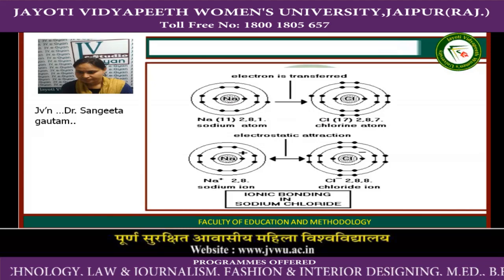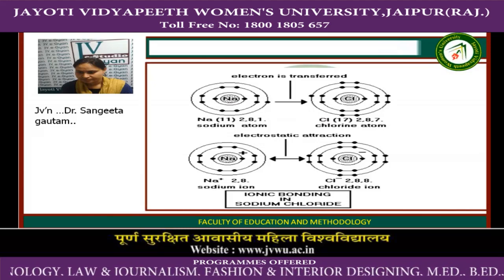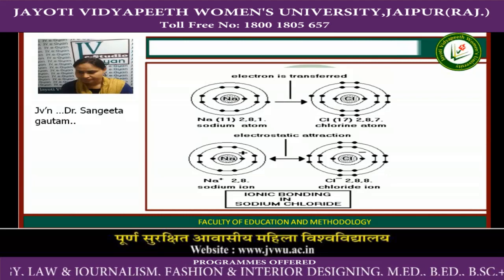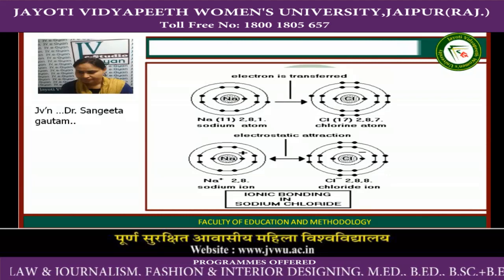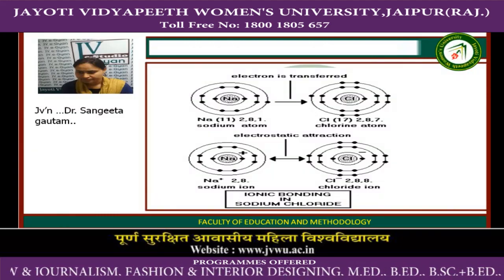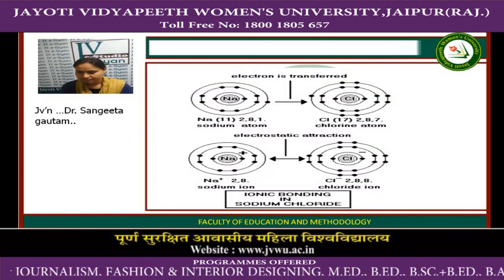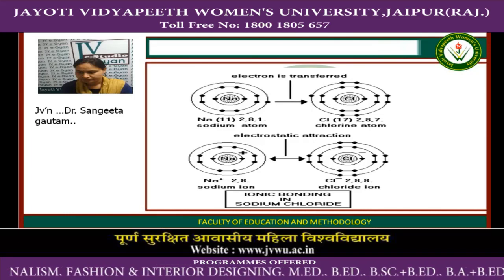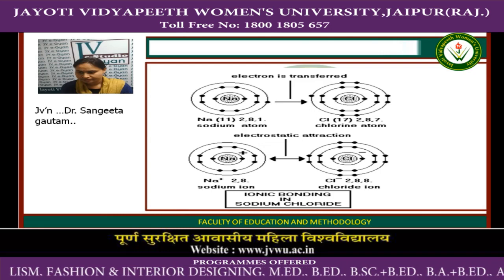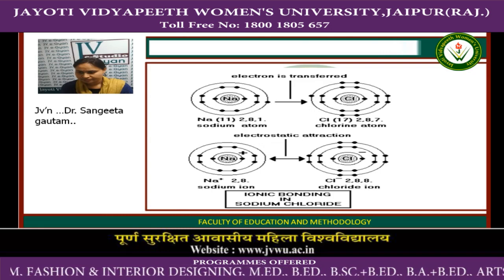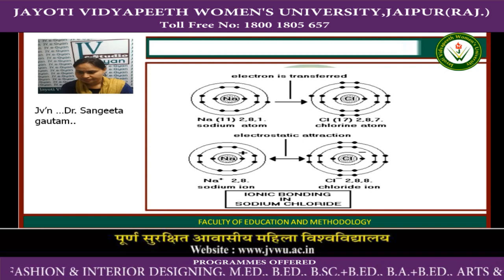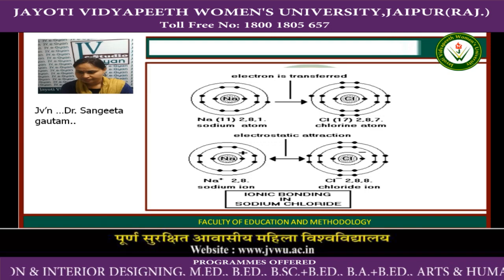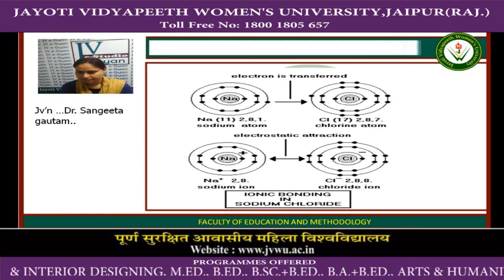This figure shows the Lewis dot structure of NaCl. The first figure shows the sodium atom, where the electronic configuration is 2, 8, 1 and atomic number is 11. In the outermost shell we can see one electron. When it converts into a Na+ ion, this one electron goes to chlorine and the outermost orbital is vacant.